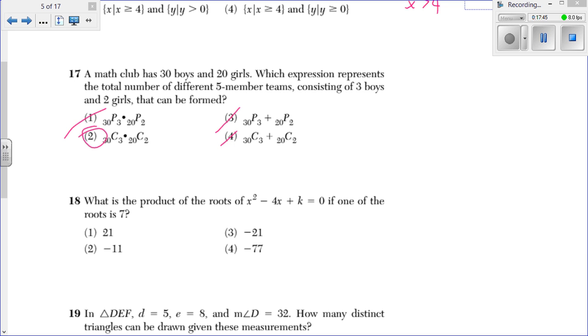And what it is, you have 30 boys and you're choosing 3, so it's 30 choose 3, and you have 20 girls and you're choosing 2, so it's 20 C 2.